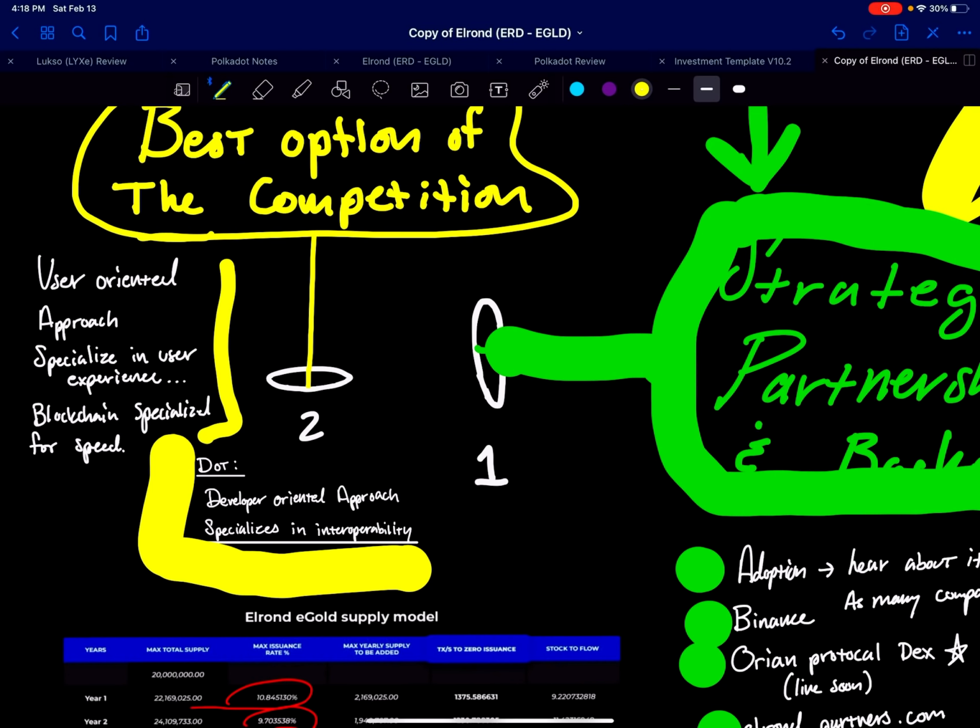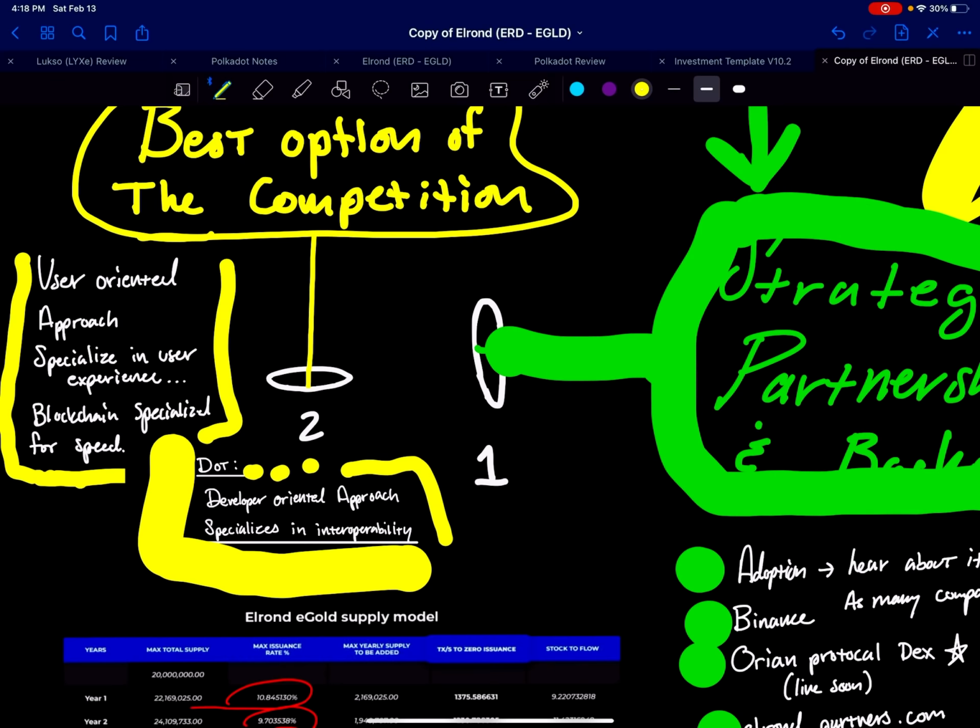But this project seems to be specialized around user experience, whereas Dot is around developers. They've designed the whole thing to make developers, and developers will make the user experience on their individual apps. So it'll be interesting to see how that plays out.